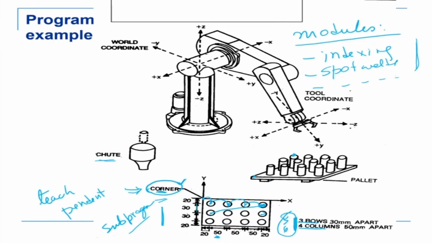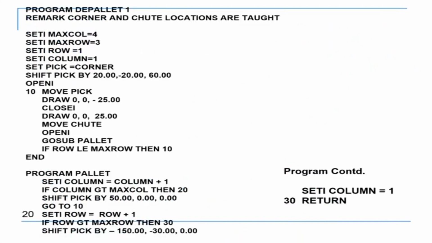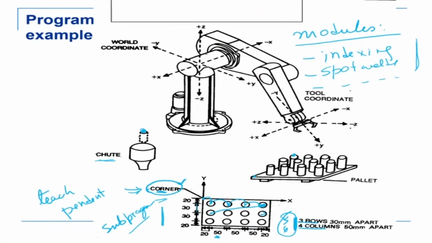So let's start off. First thing that we do is to define a remark statement. The program is called dpalette1. Now the VAL program does not execute a remark statement. The remark is essentially for the programmer, or somebody who's reading, to know what this program is all about. So the remark means the corner and cute locations are taught. That means the corner of that palette and the cute location have to be taught. The cute location, because it has to go here and drop from here, so it must know that position. And the corner, of course, because it's starting from there.